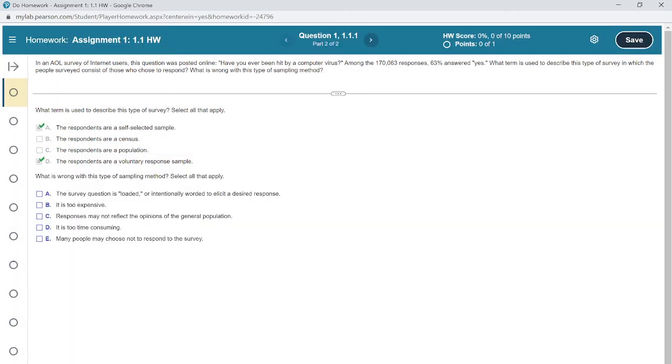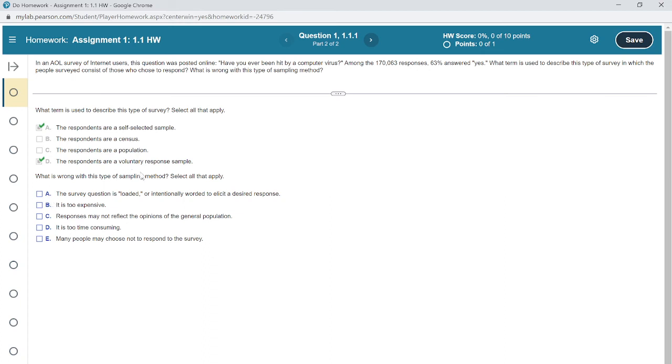If you go to the next question, what is wrong with this type of sampling method? The survey question is loaded. The question is, have you ever been hit by a computer virus? This is not loaded. Loaded means that the way they are asking the question may lead you to answer in one way or another. But that is not the type of question they are asking here.